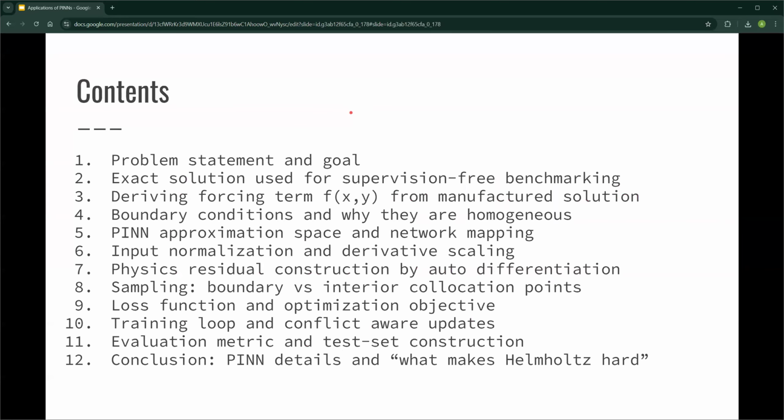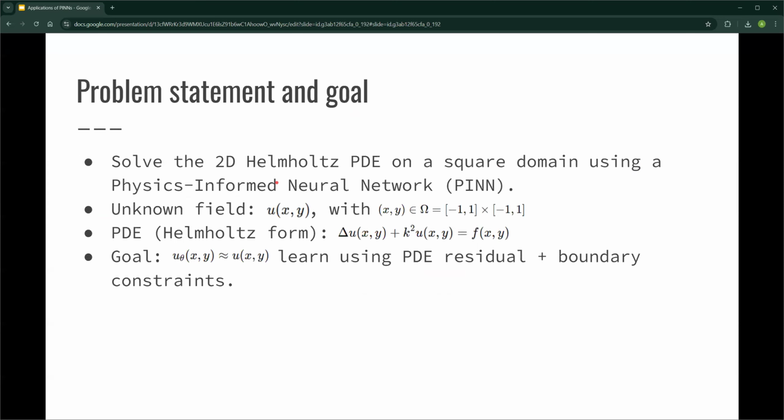I'll just go over the problem statement and the goal. I'll show you how all the data is created for the training and testing, how the PINN is constructed and things like that, and essentially how the training loop works and the evaluation metrics. And then I'll conclude with why this PDE is so difficult to solve and why PINNs are very useful in solving such problems. So I'll start off with the problem statement.